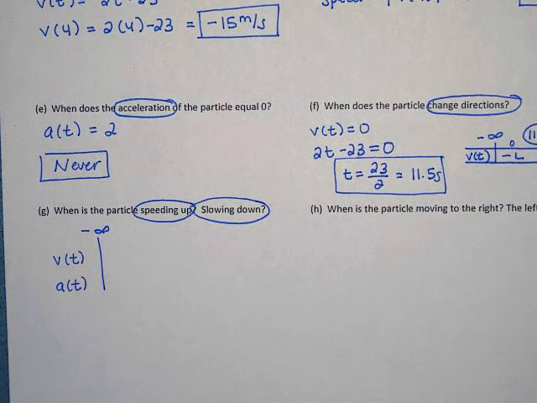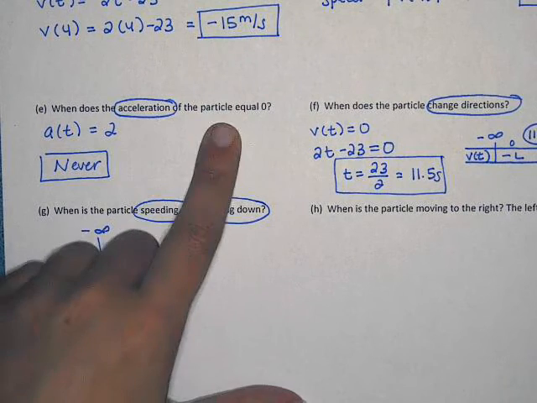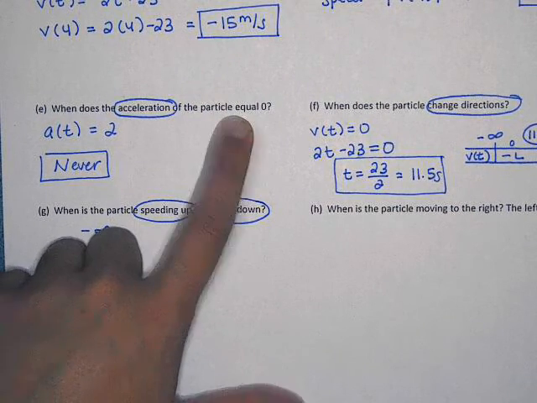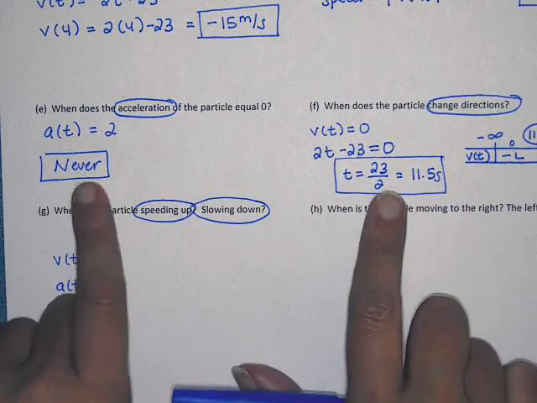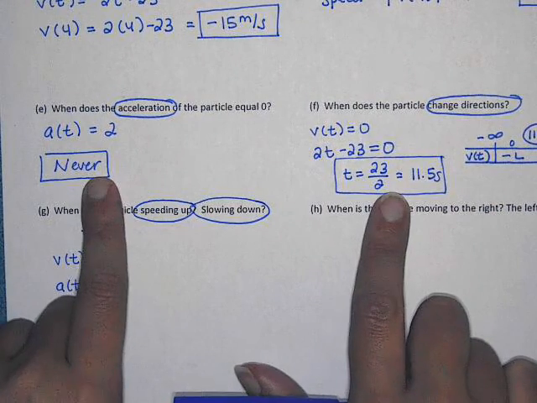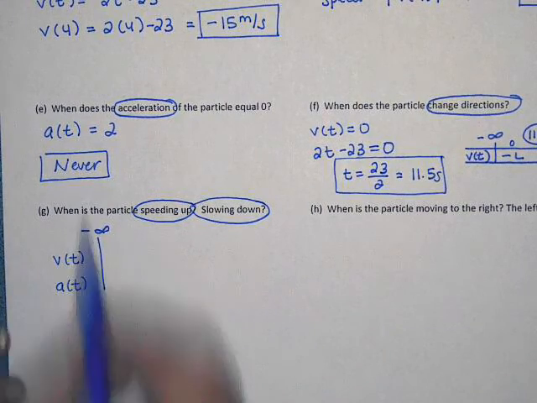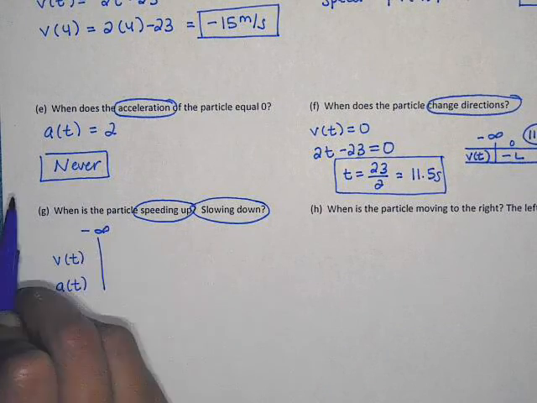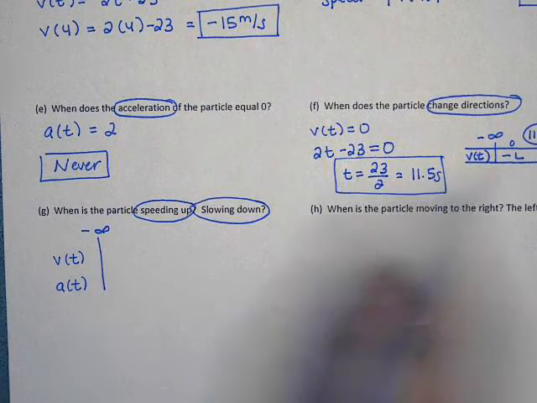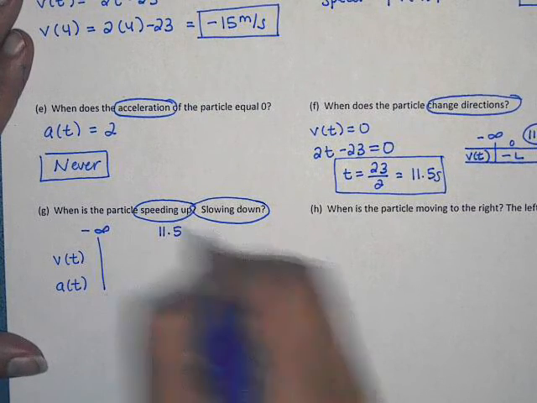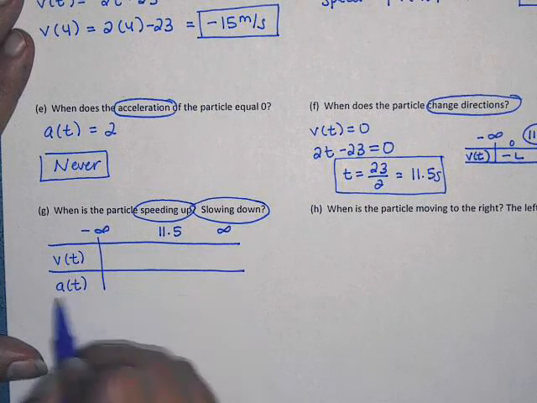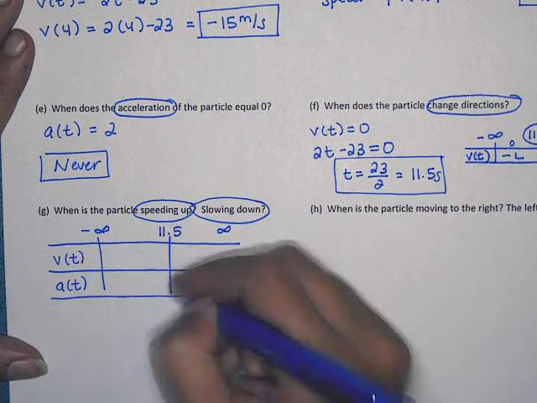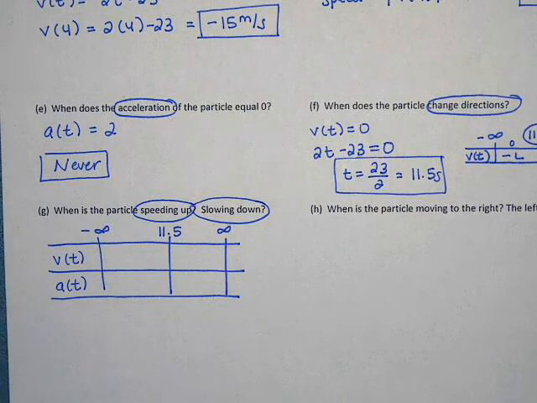Here's the numbers you put in the chart: anytime acceleration equals 0 or velocity equals 0. You'll notice that I already solved both of those problems earlier in this question in parts E and F. The only time acceleration equals 0 is never. The only time velocity equals 0 is 11.5. Now I'm going to look at the signs for both acceleration and velocity. If they have the same sign, I'm speeding up. Opposite signs, I'm slowing down.